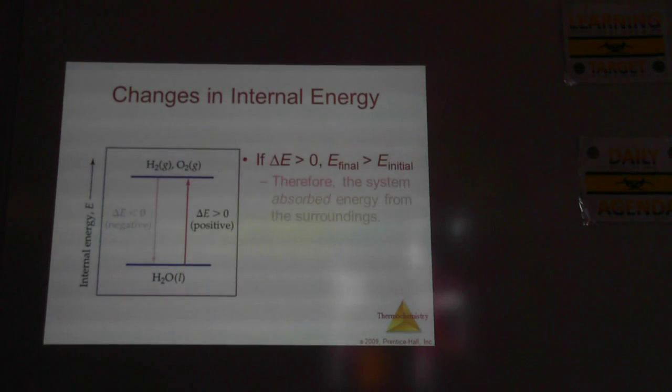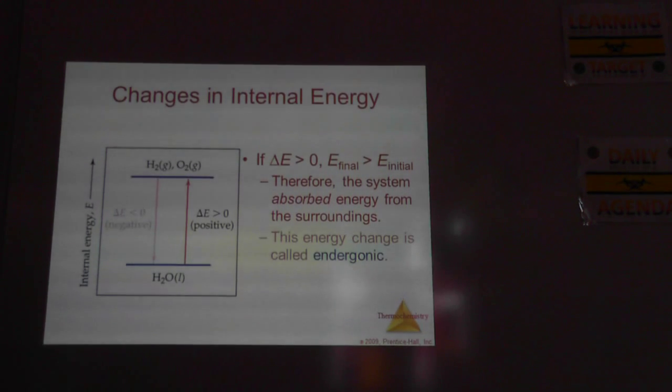Okay, so a couple of definitions. If the change in the internal energy is greater than 0, then the final energy of the system is greater than the initial energy of the system. So that means that the system must be absorbing energy from its surroundings. In order for that energy to go up, the energy has to come from somewhere, so it must be coming from the surroundings. And so that type of change is called an endergonic change. That endergonic change means that it is absorbing energy.